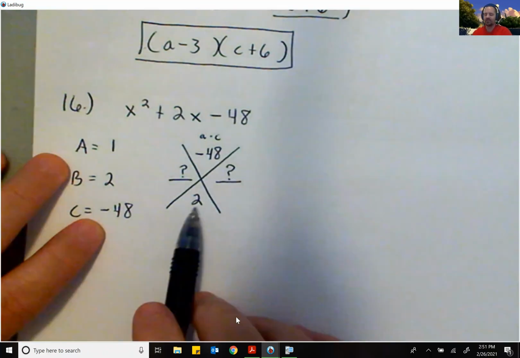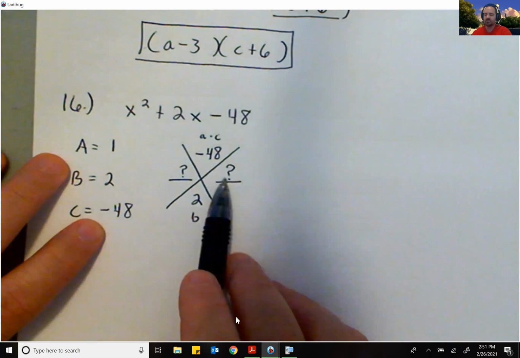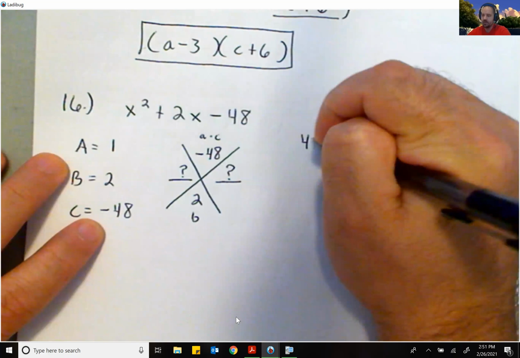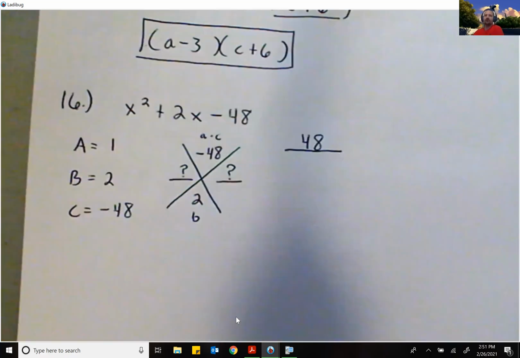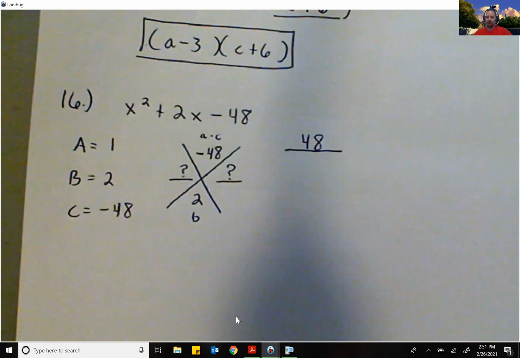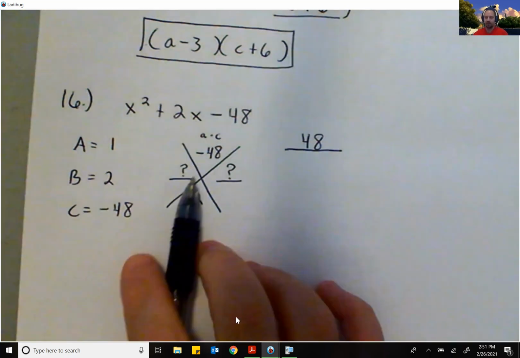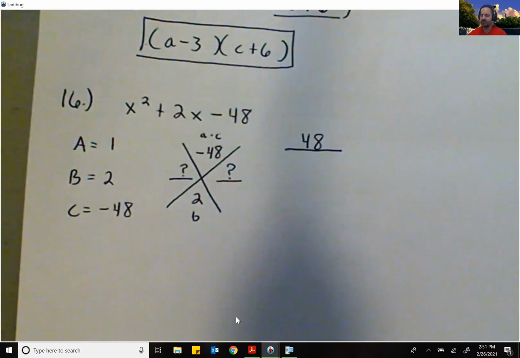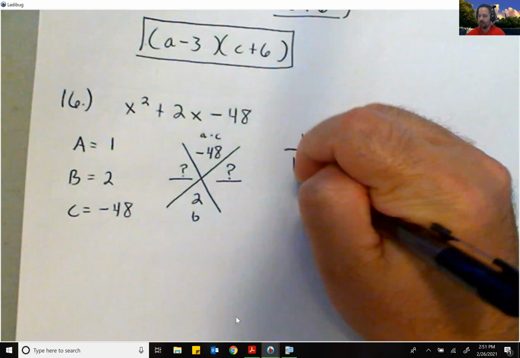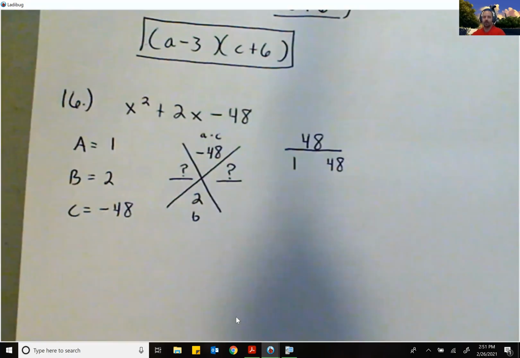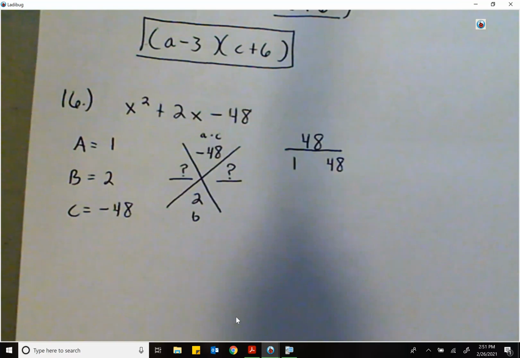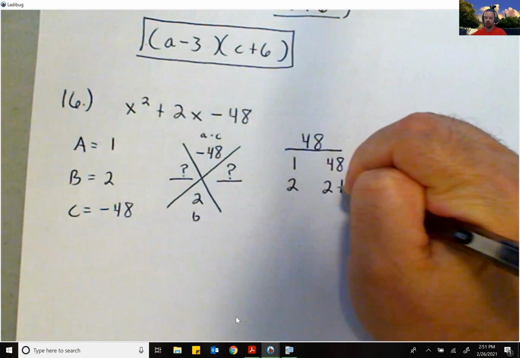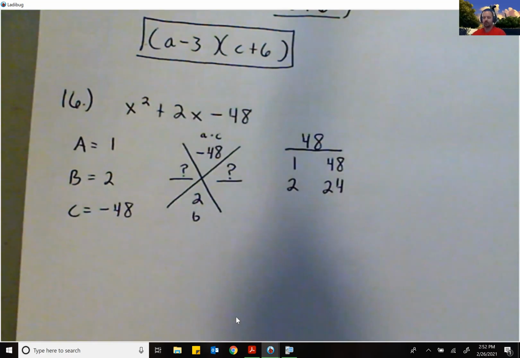To help us find these two numbers, we're going to focus on 48, and you're going to give me the factors of 48. These are going to be the numbers that help us figure out what's going to go in here. So what times what gives me 48? 6 and 8. But I also know that 1 and 48 work. What else? 2 and 24. And I'm going to get to the 6 and the 8. I just like to go in order. What else?